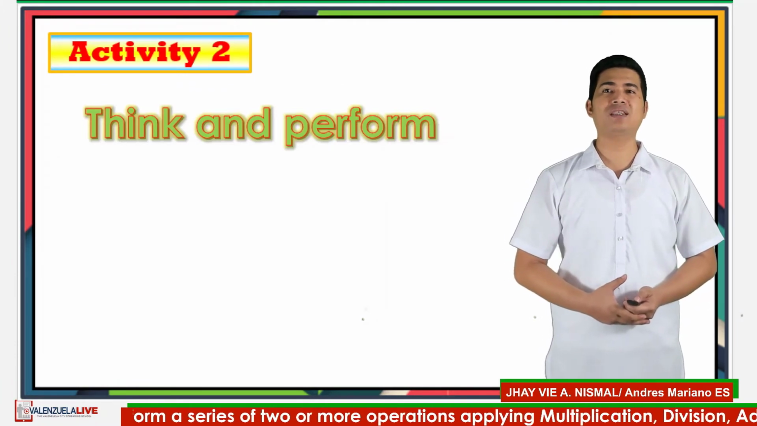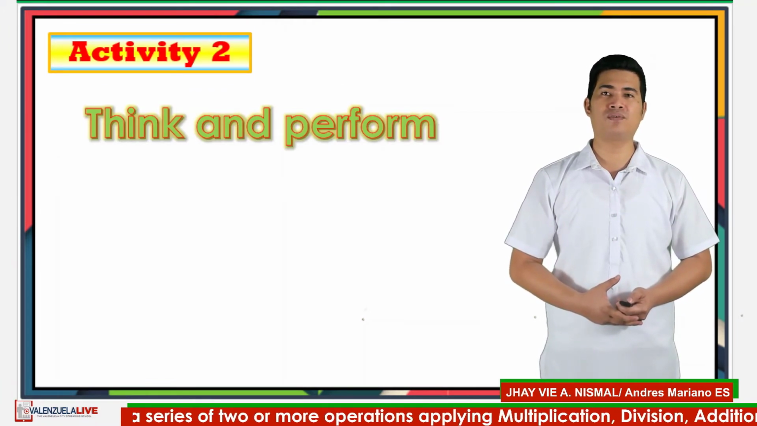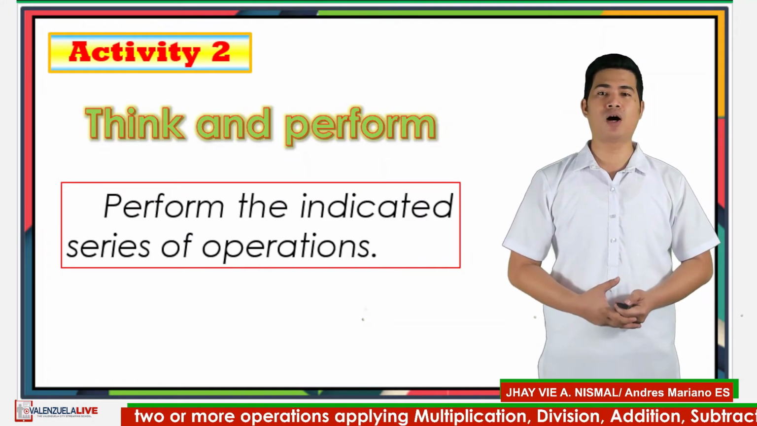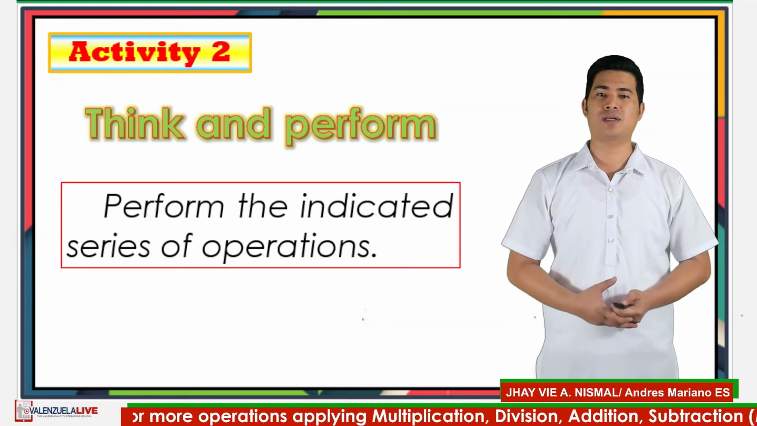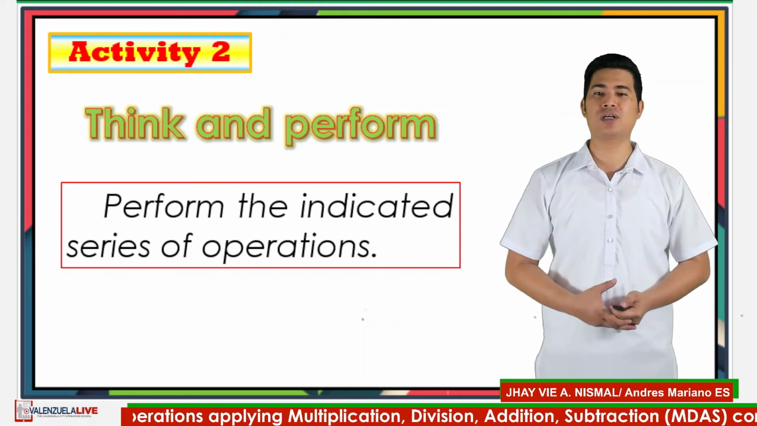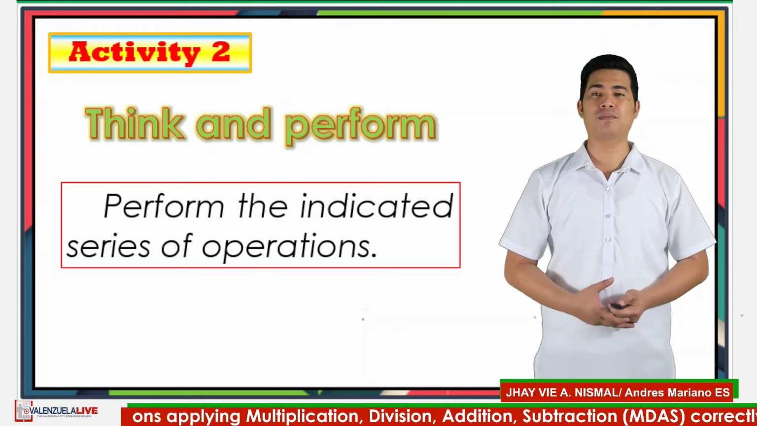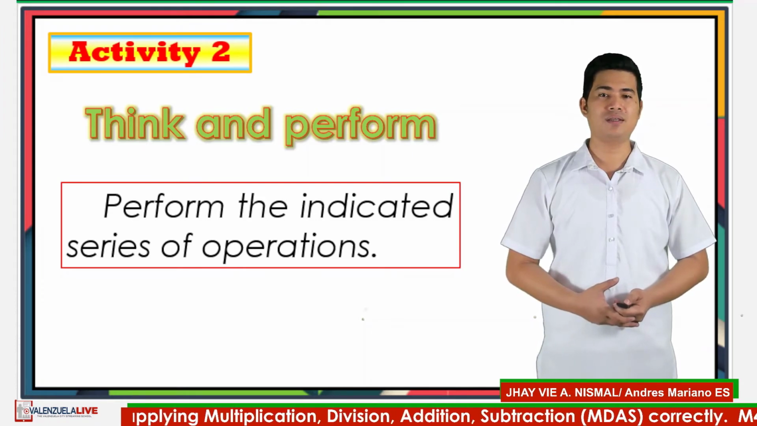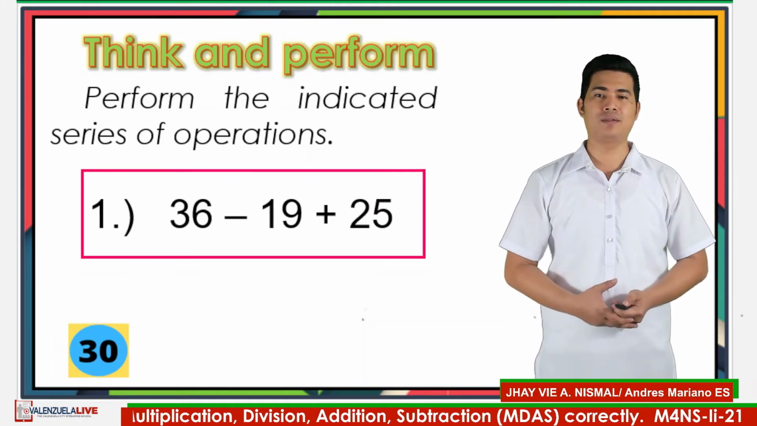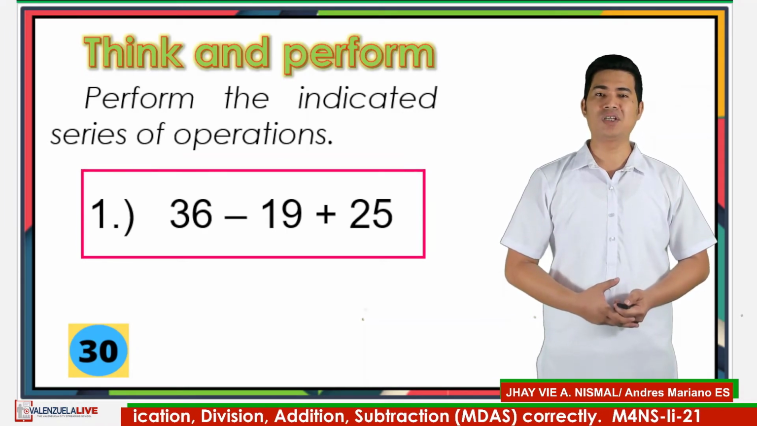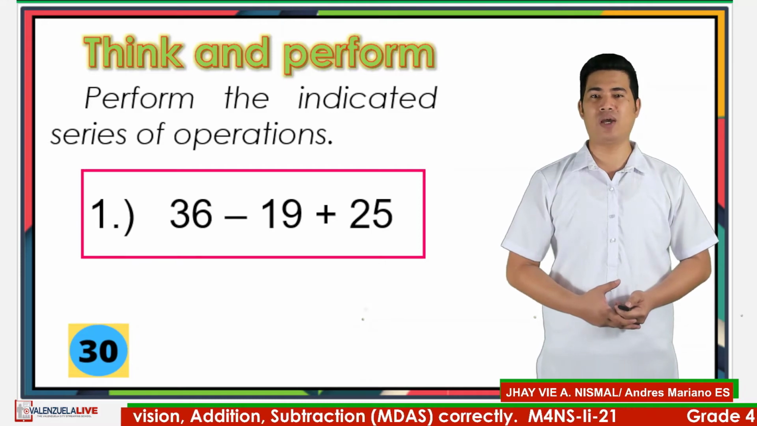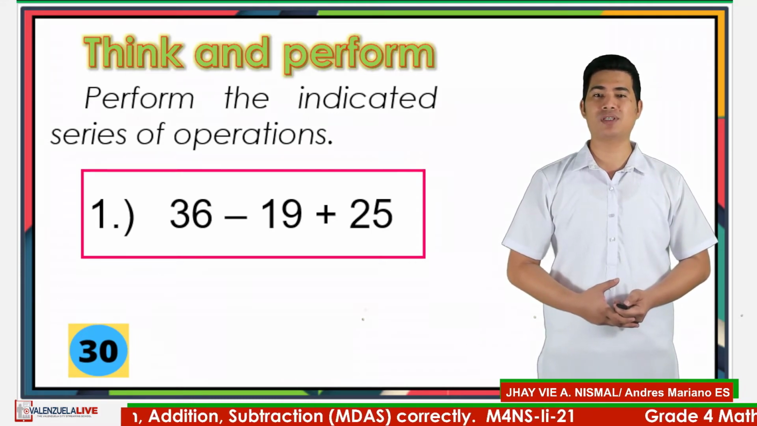Our second activity is think and perform. Perform the indicated series of operations. You are given 30 seconds to solve and type in your answer for every problem. Are you ready? Let's start. Number 1. The difference between 36 and 19 plus 25. Your timer starts now.